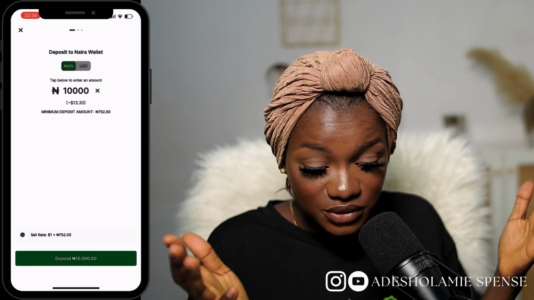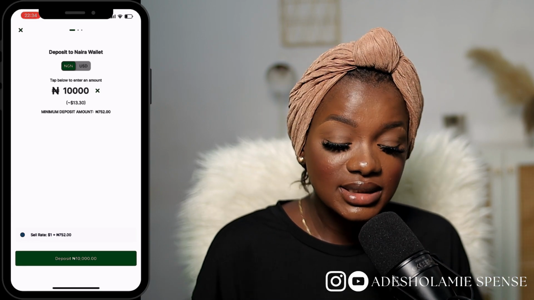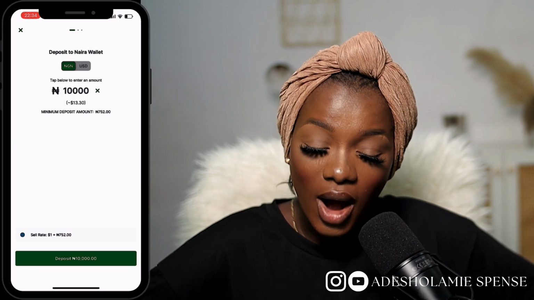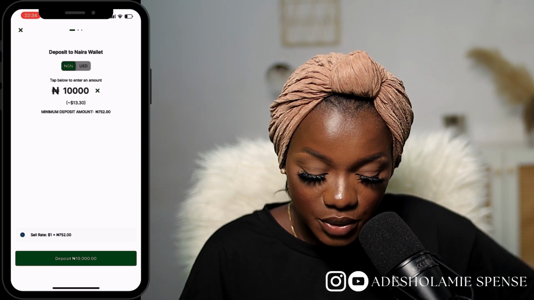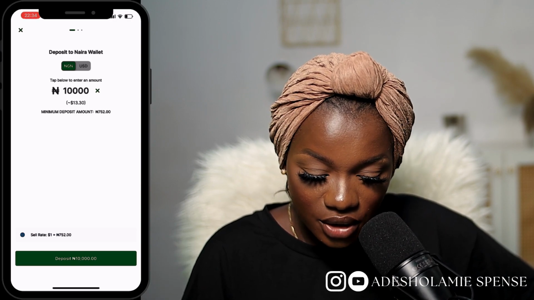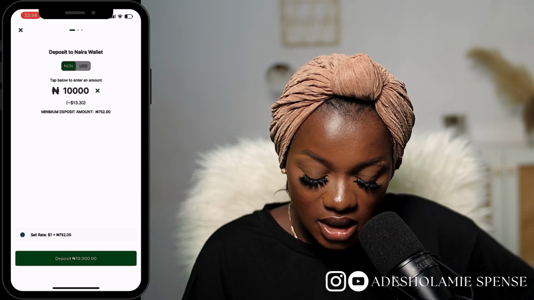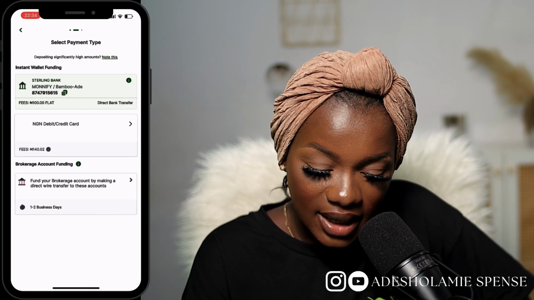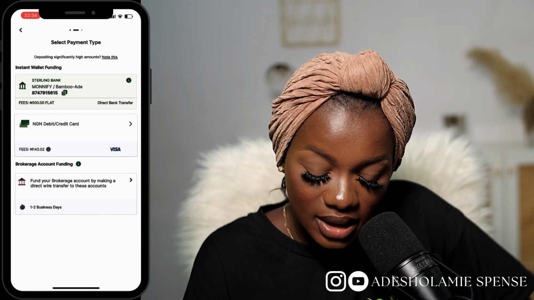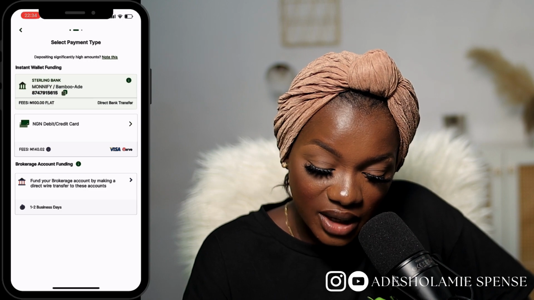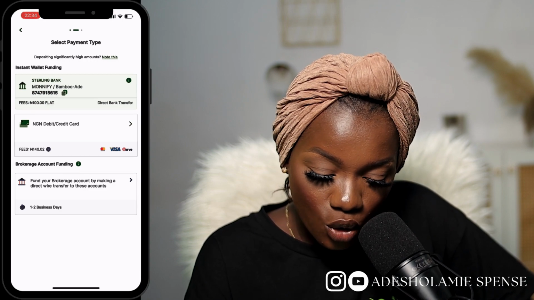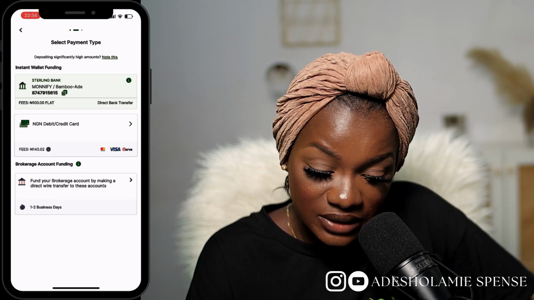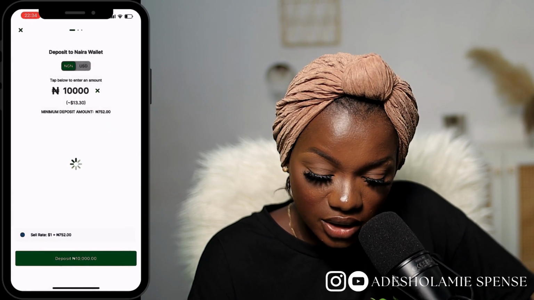And this is crazy because for 10,000 naira, I'm only going to be having $13.30. Just so crazy. All right, so because the selling rate, the current rate is 752. I'm gonna deposit 10,000 naira, and I can either deposit via direct bank transfer or naira debit card or credit card. So this is the fees for this, and this is the fees for this. Actually, let me reduce it to 5,000 naira.